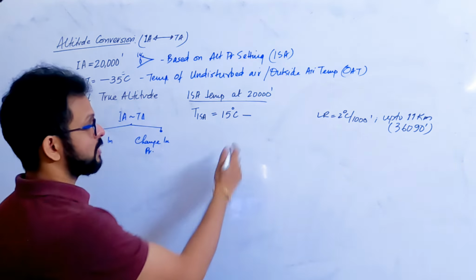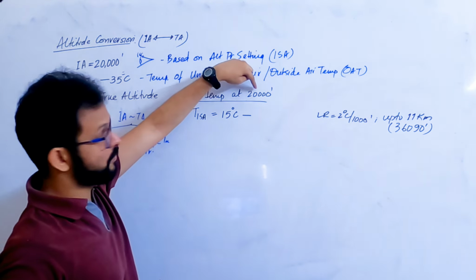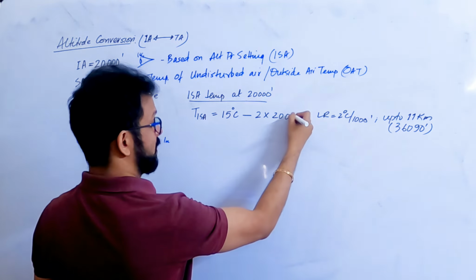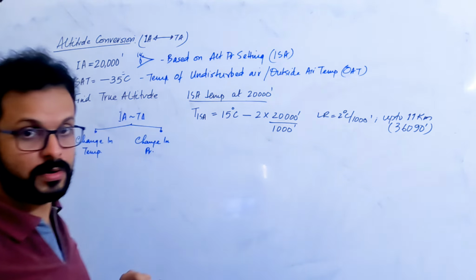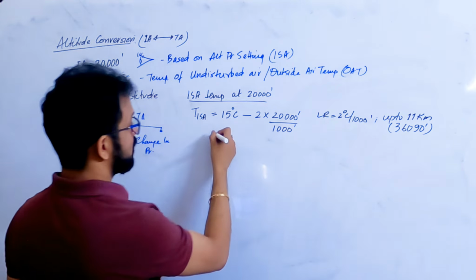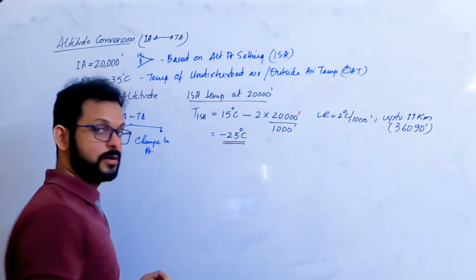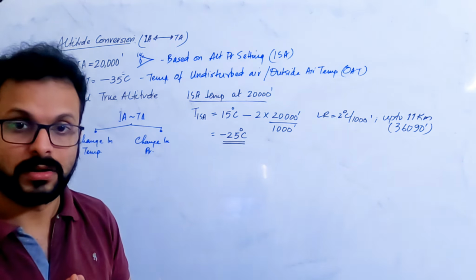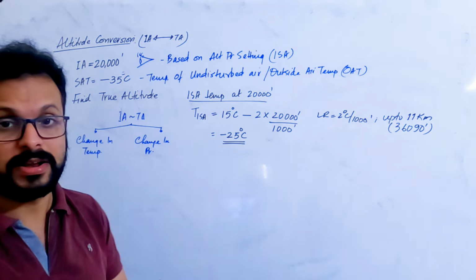So it's 15 degrees Celsius minus a drop of 2 degrees Celsius every 1,000 feet. Over 20,000 feet, it is 2 into 20, which is 20,000 divided by 1,000. So how much is this? 15 minus 40, and that's going to be minus 25 degrees Celsius. Do you understand this? This is me thinking like an aircraft. The temperature at 20,000 feet is minus 25 degrees Celsius.